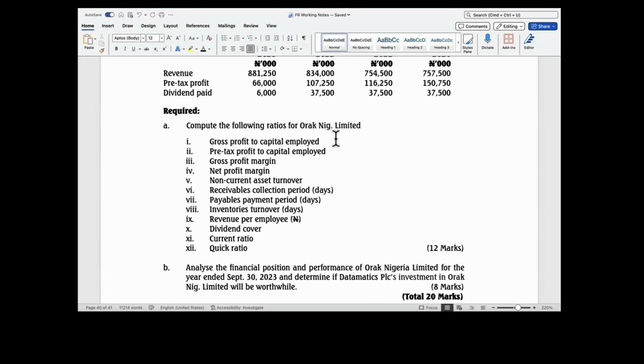Then the B part of it says, analyze the financial position and performance of Orak Nigeria Limited for the year ended September 30, 2023, and determine if the Datamatic PLC investment in Orak Nigeria Limited will be worthwhile. 8 marks, 20 marks. Okay.